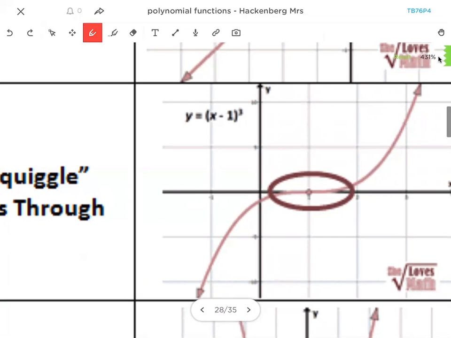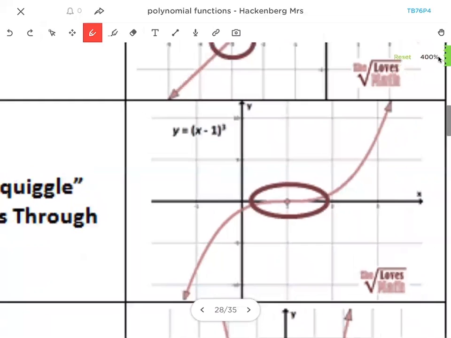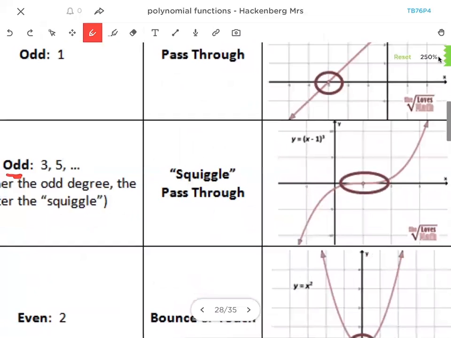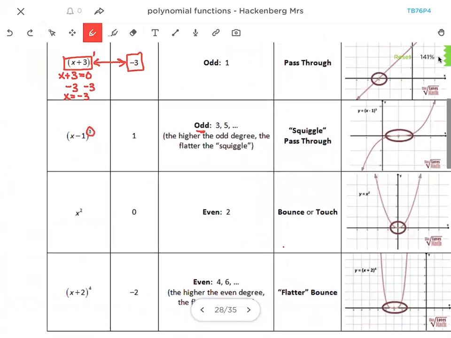It's not ever going to continue left to right on the x-axis. It's still only touching it at one location. Even though it might not look like it, it's only one spot, but it's going to pass through.